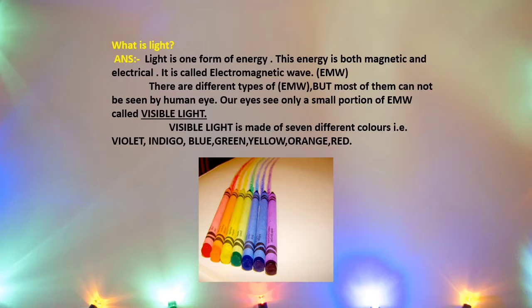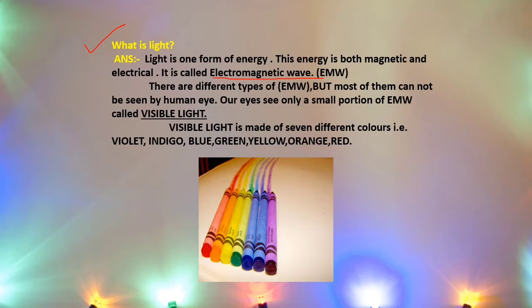Light is actually a form of energy. We can say this is both magnetic energy and electrical energy. This is called an electromagnetic wave. These electromagnetic waves are of different types, but we only see visible light. Visible light is made up of 7 colors, the rainbow colors. Here you can see the 7 colors are violet, indigo, blue, green, yellow, orange and red.